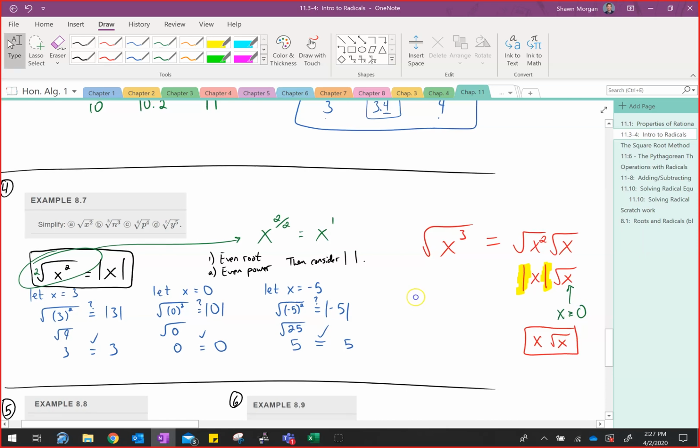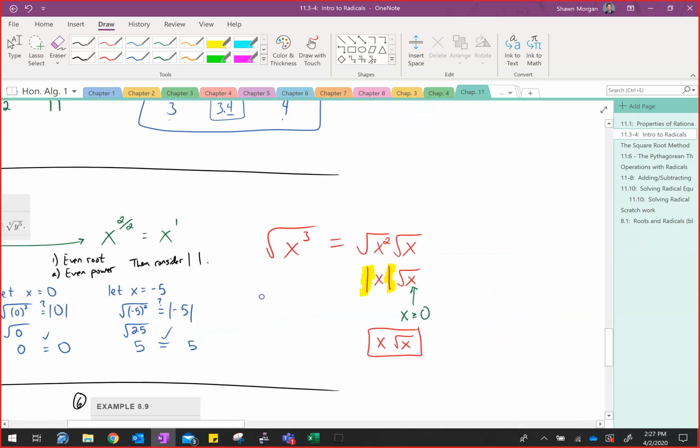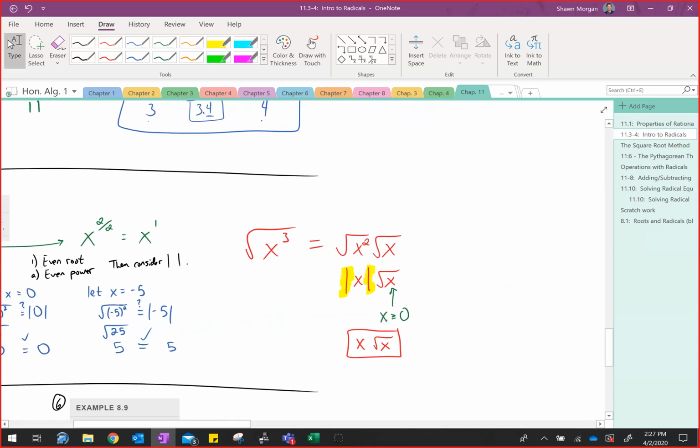Now, by the way, power over root works out the same way. If, as Jack suggested, we do 3 over 2, that's the same thing as 1.5. And then that splits up as x to the first times x to the 1/2, and that's x square root of x. So we get the same answer either way. But what if it's the square root of x to the 4th? How would you split that up?